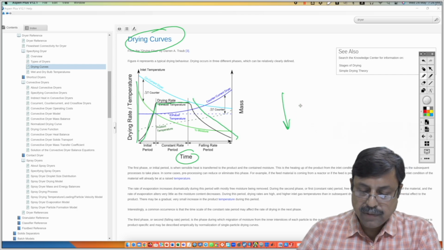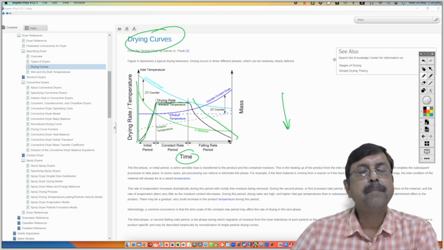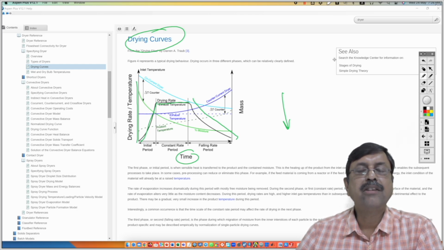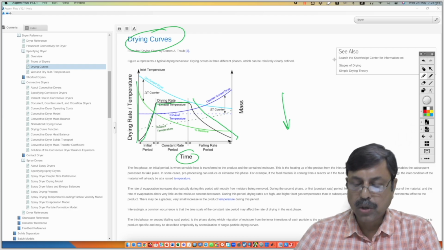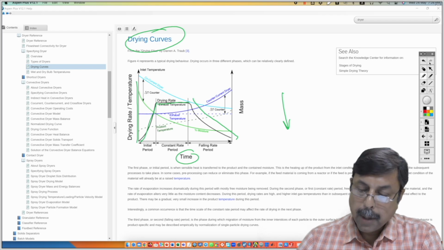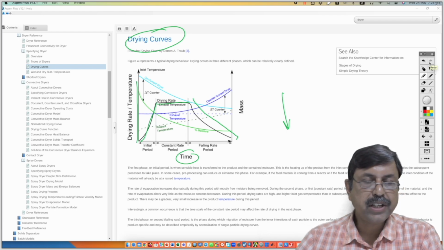This is described over here in the Aspen Plus help file, but you can also refer to some good textbooks like Treybal's Mass Transfer Operations book, and you can find more information from there. You can refresh your knowledge. All these things are taught in the undergraduate level of chemical engineering, so most of you already know it. But in the shortcut calculation method, this drying rate is not used for drying performance calculation.